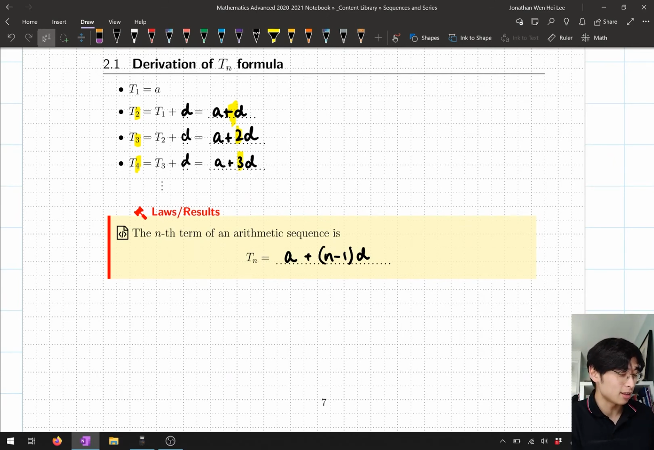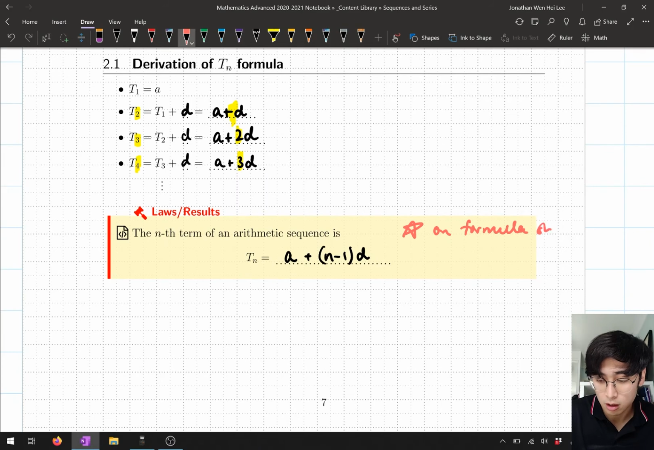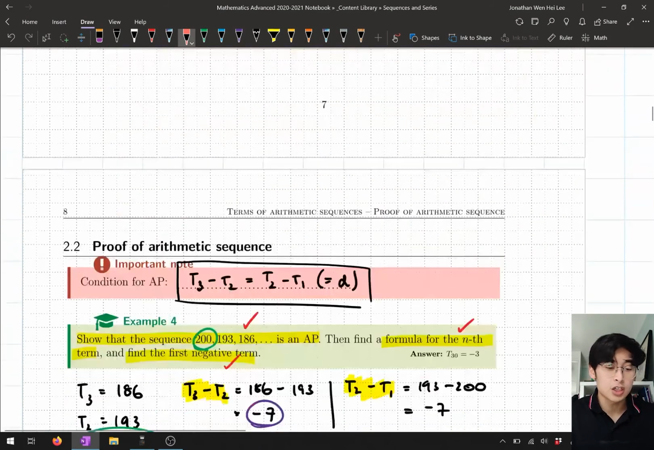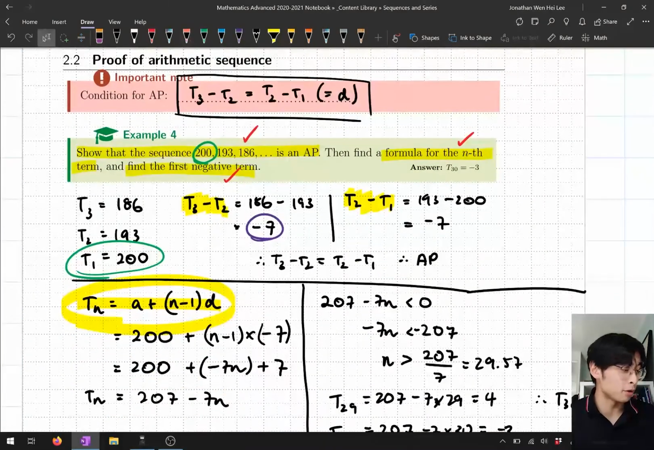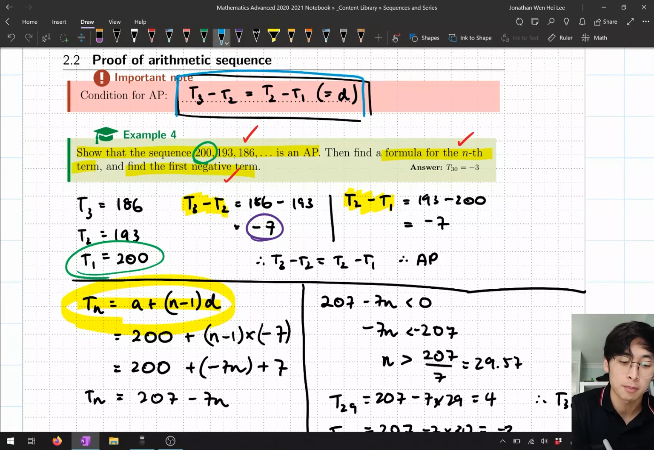Now, I haven't actually checked this, but I think this might be on your formula sheet. I should have prepared this in advance. And this is on your formula sheet. This is actually on your formula sheet, so you don't need to remember this formula. However, the condition to test if something is an arithmetic progression is not on your formula sheet. So you need to actually know the test for an arithmetic progression.